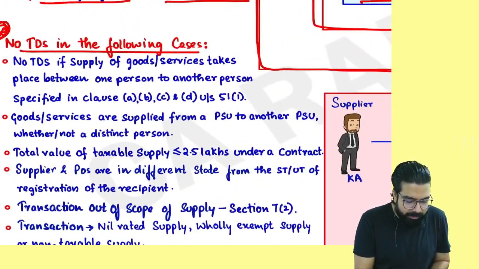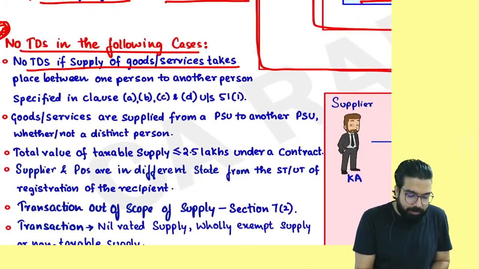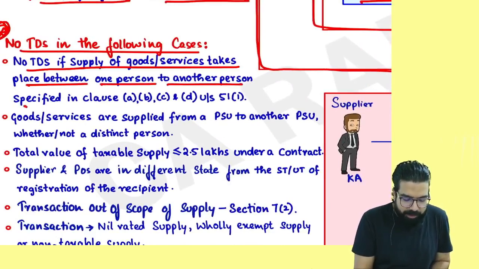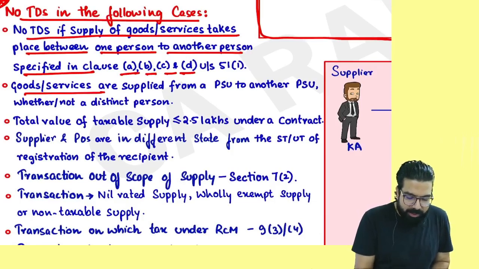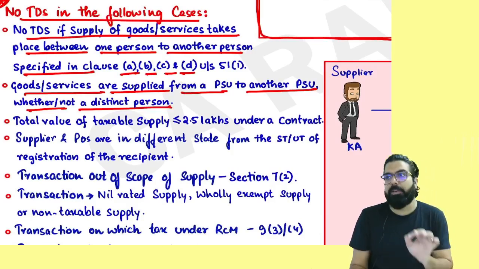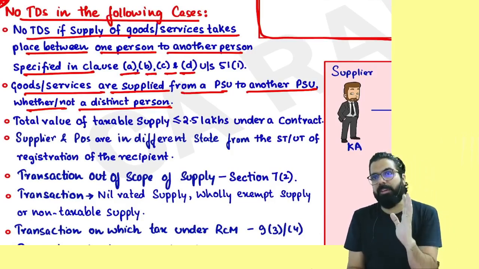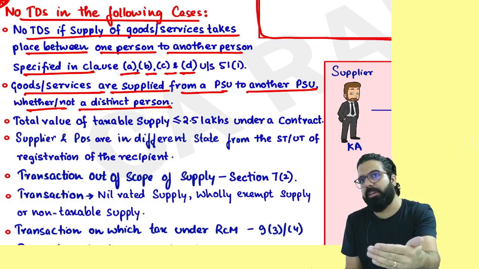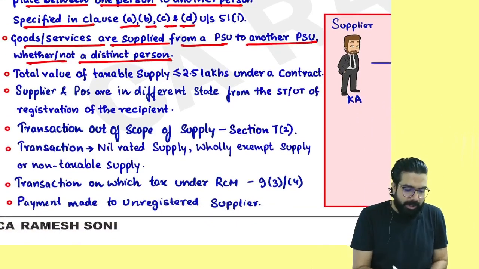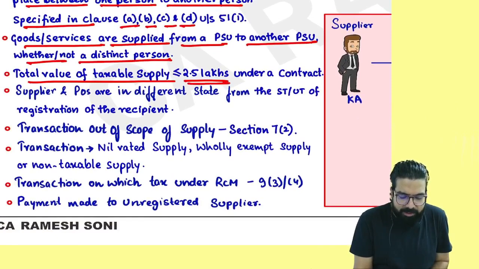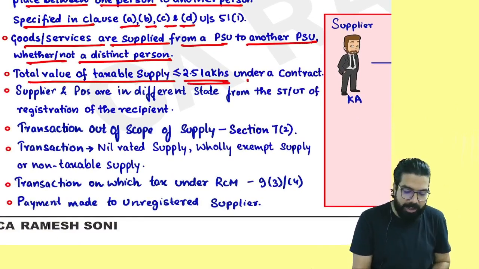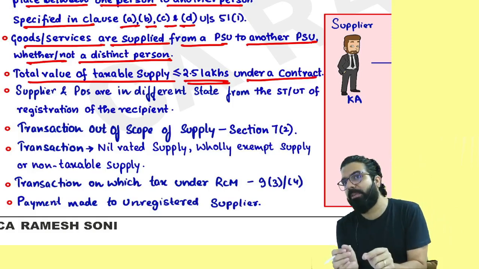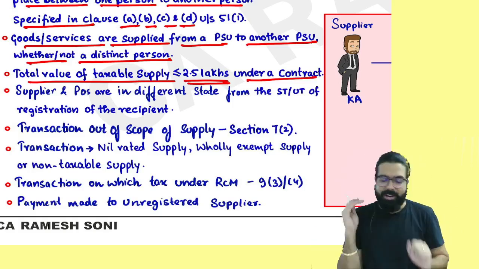Remember, no TDS if supply of goods and service takes place between one person to another person specified in clause A, B, C, D. Goods and services supplied from a PSU to another PSU, whether or not distinct person, again a TDS deductor to another TDS deductor, there will be no TDS. The next is when the contract value is less than 2.5 lakh rupees, or up to 2.5 lakh rupees, then TDS is not required to be deducted.